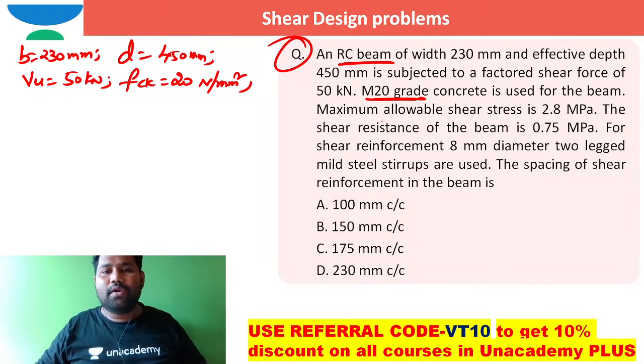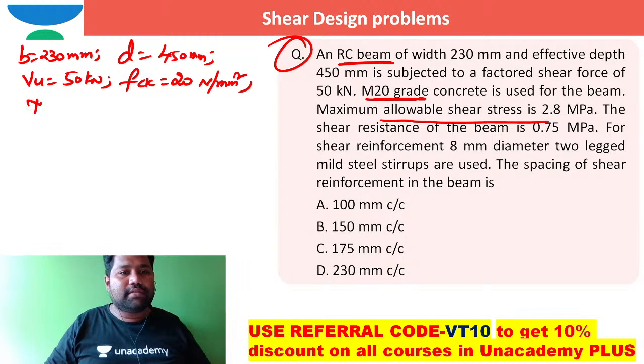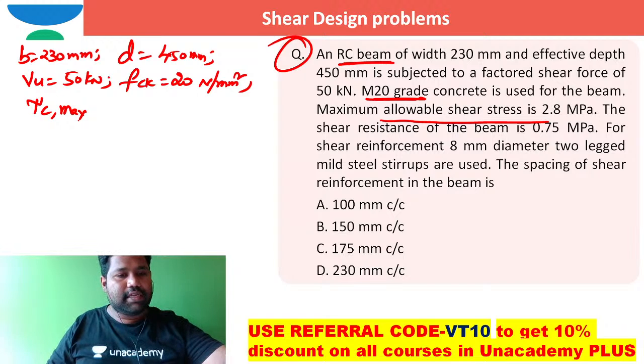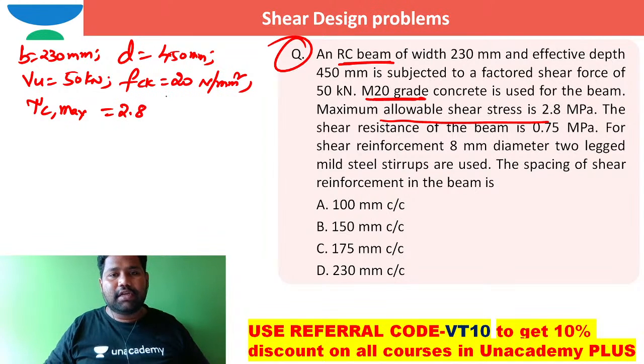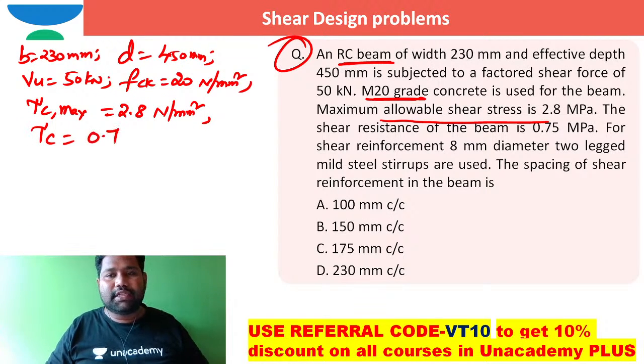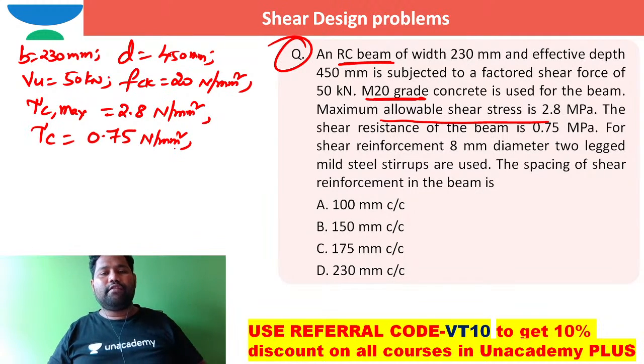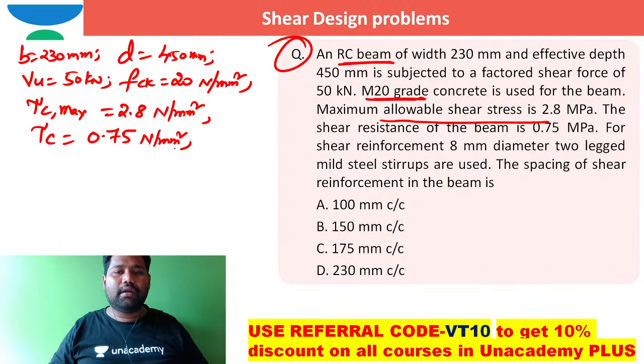Maximum allowable shear stress, they are saying it as tau c max, and the value of tau c max is 2.8 megapascal. The shear resistance of the beam, that is the shear strength of the beam, which we call tau c, is 0.75 megapascal. For shear reinforcement of 8 millimeter diameter, I can say two-legged mild steel stirrups.